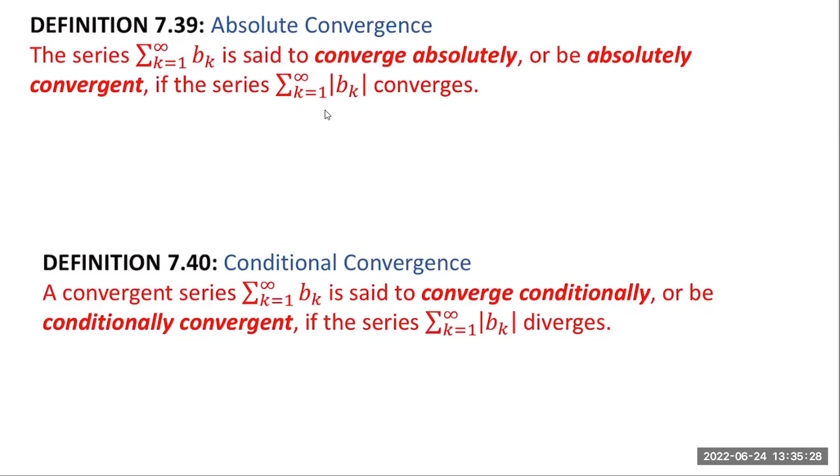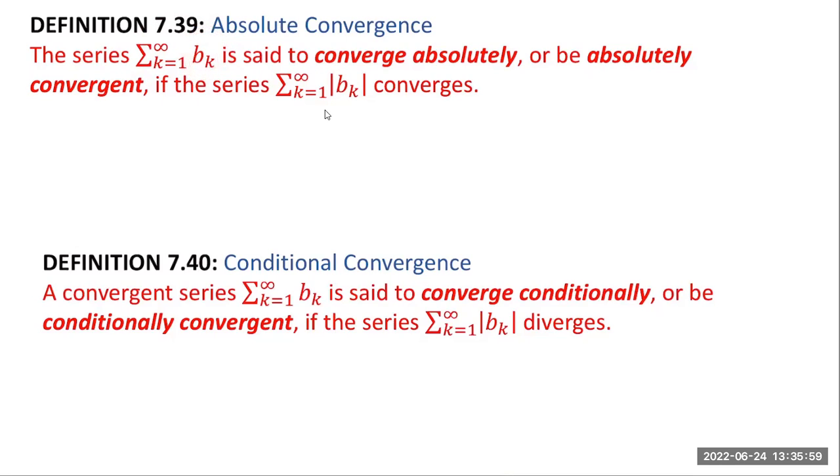Here is the definition of absolute convergence. The series sigma k goes from 1 to infinity of bk is said to converge absolutely, or equivalently be absolutely convergent, if the series sigma k goes from 1 to infinity of the absolute value of bk converges. A given series is called absolutely convergent if the series with absolute value around bk is convergent.